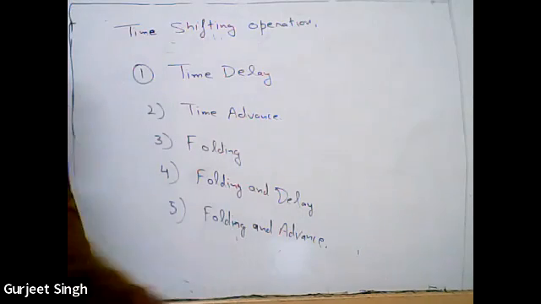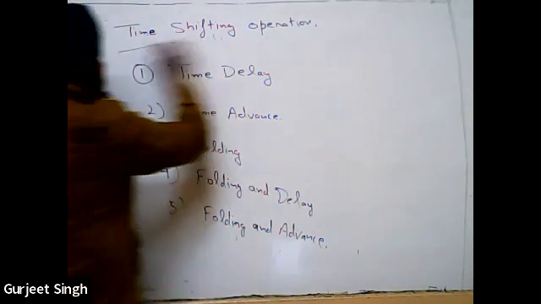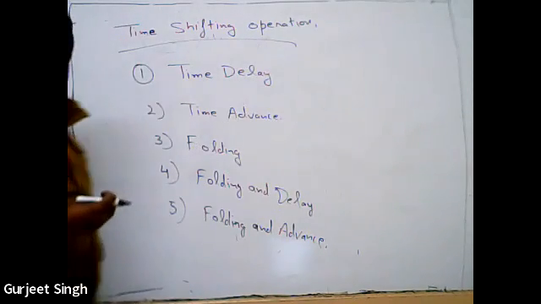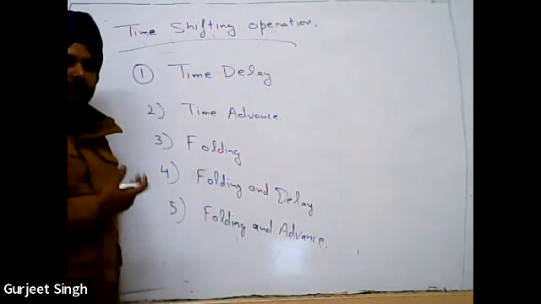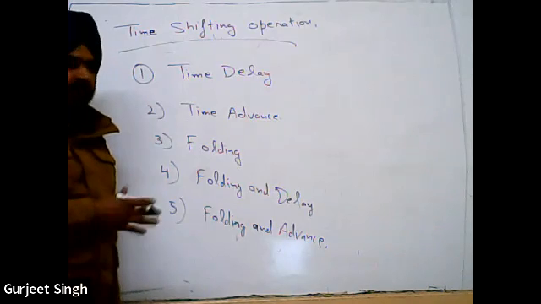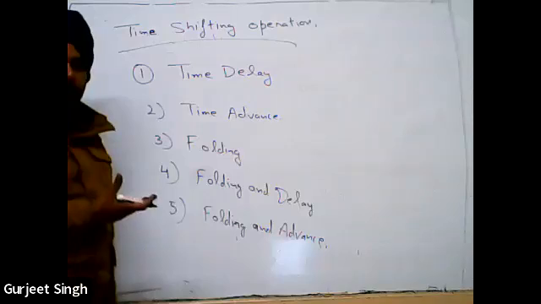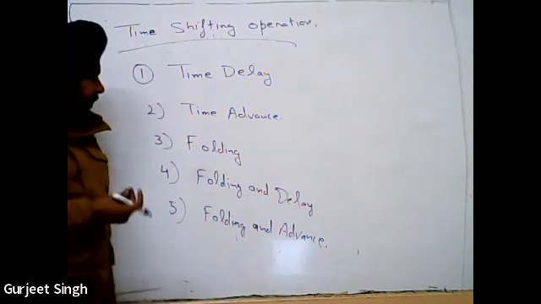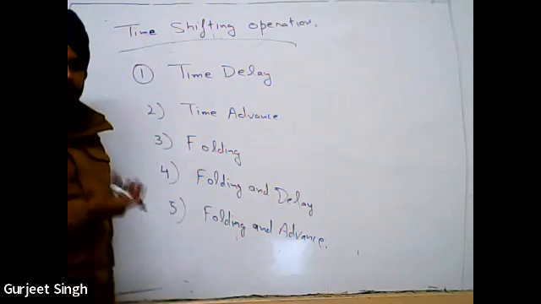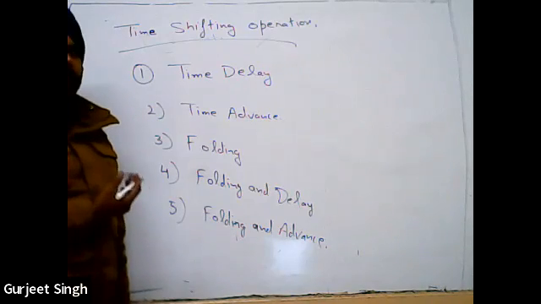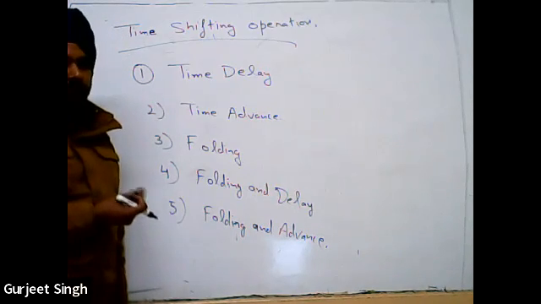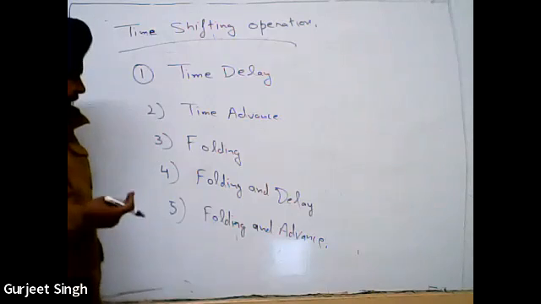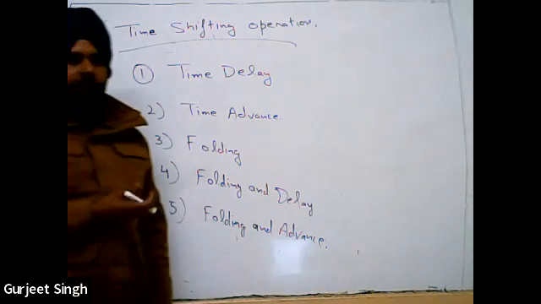These five operations come under the time shifting operation, and we will discuss them one by one. First, we will discuss the time delay, what the time delay actually is. Then we will discuss the time advance, and how we do it. Third, we will talk about the folding of the signal, which is also called the mirror image of the signal. Fourth operation is the folding and delay operation, and fifth one is the folding and advance operation.